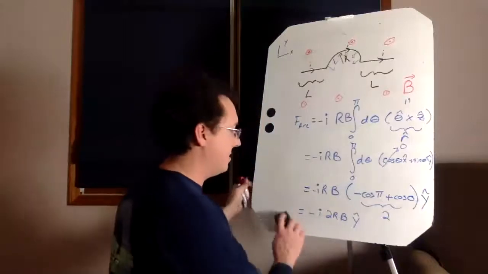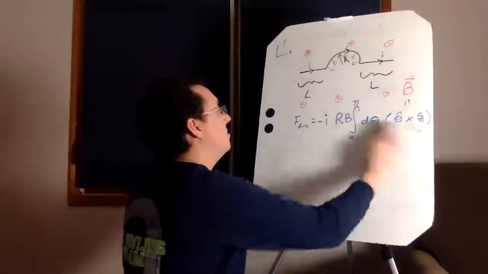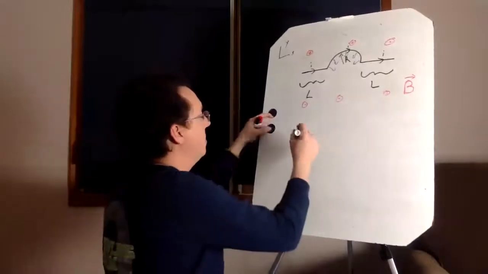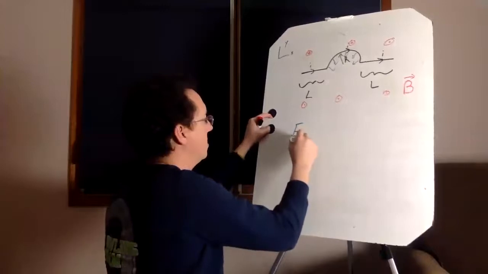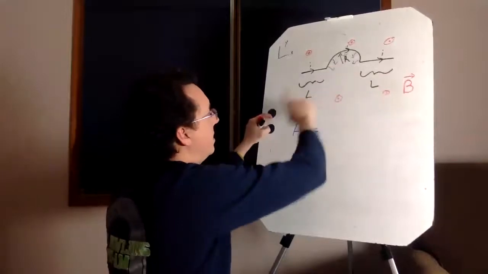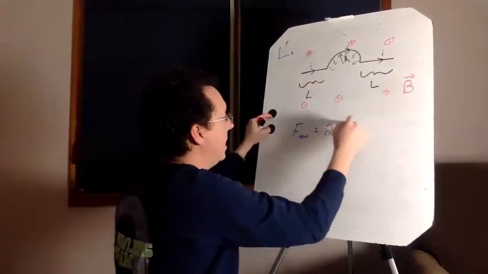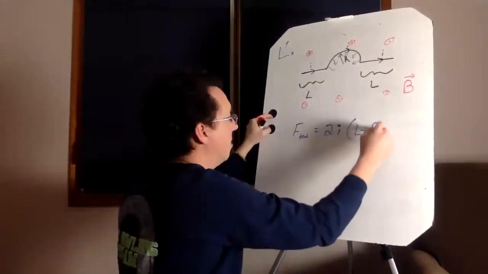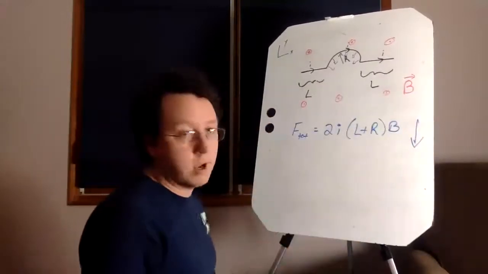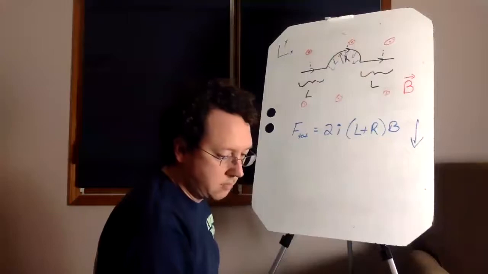which is, again, just a famous result because everyone does the same example. I don't know why we always do this example, but we always do. All right, so then I'm pulling it back together. The total force was the sum of all of them, and the total force equals, well, I get a factor of 2, 1 from each L, and I get a factor of 2 from the circular arc. So this gives me 2I times (L plus R) times B, and it points down in the negative y direction. And that's the formula for the total force acting on this bent wire shape.